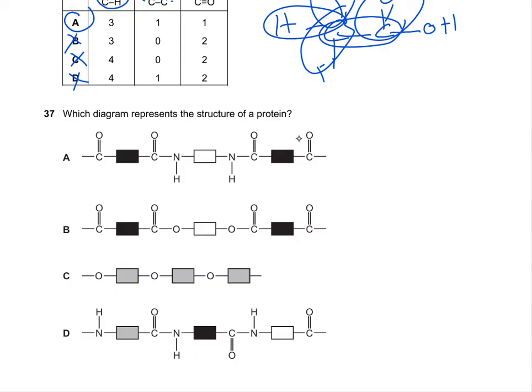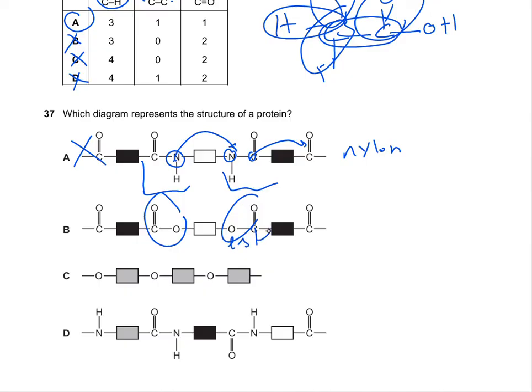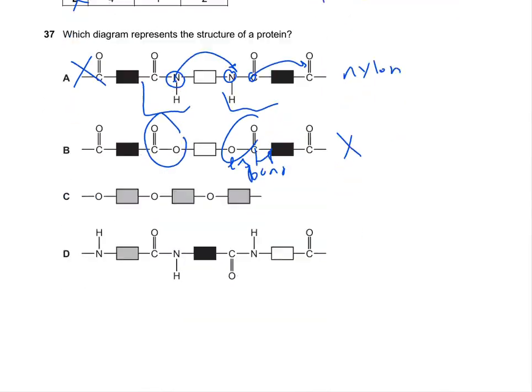Which diagram represents the structure of a protein? We need a structure that contains an amide bond. So this contains an amide bond. We can see the amide bond. But the nitrogen is facing another nitrogen and the carbon is facing another carbon. So when the atoms face each other, that's nylon, not protein. So it's not A. B, it's a polyester. It contains an ester bond. So B is wrong. C, it's starch.